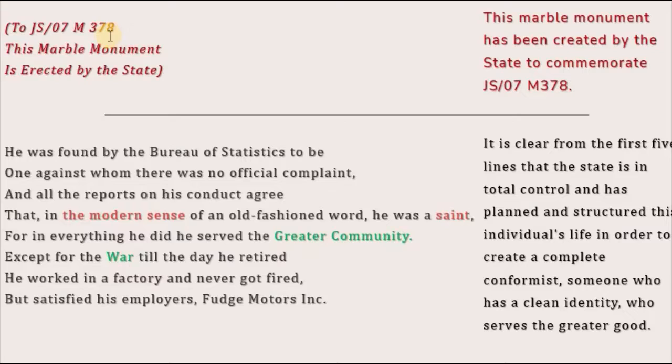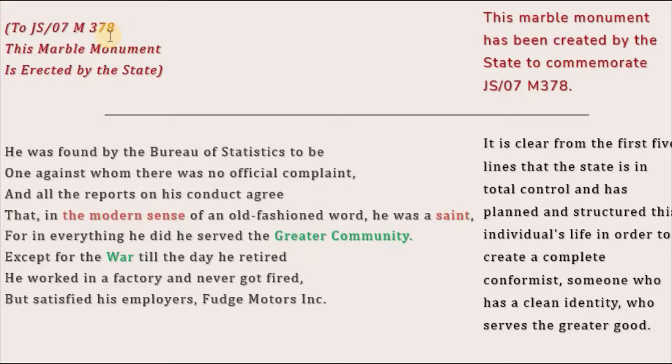You can imagine that here this statue is built by the government and it is dedicated to this person. What is the name of this person? Usually when you see a statue of a very famous or well-known person, or even ordinary people, you read the name below it, the name of the person this statue is made for. But in this case, notice here, to JS07M378. Numbers and letters. There is no clear name of a person.